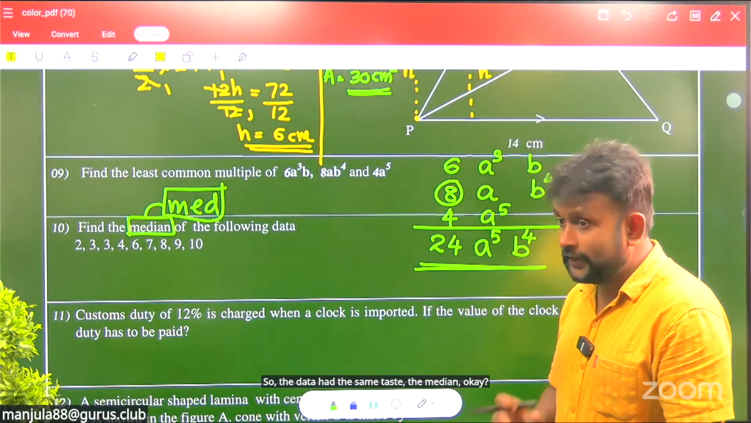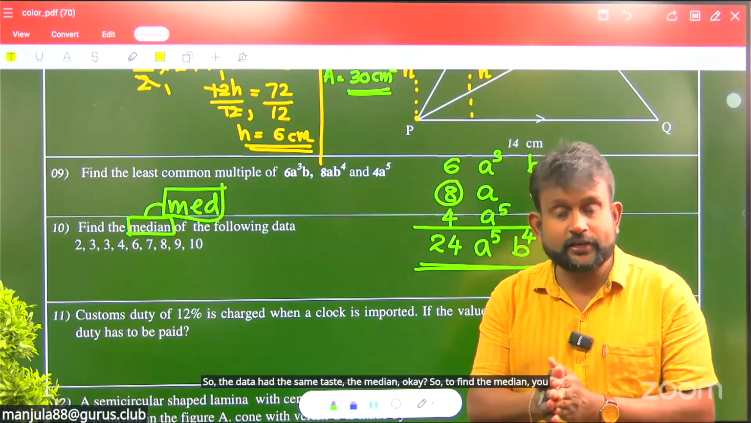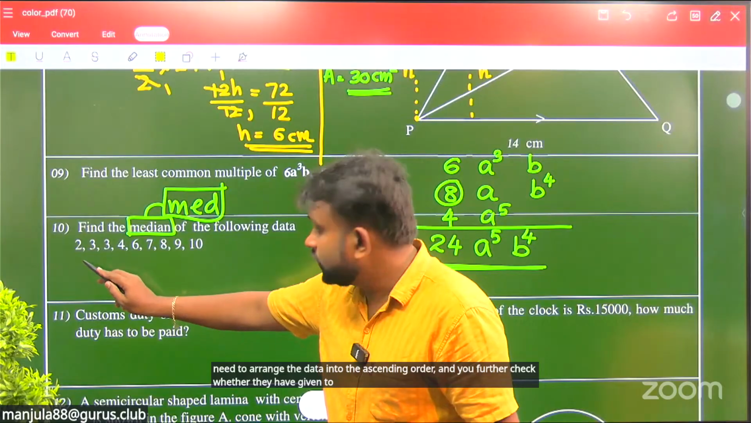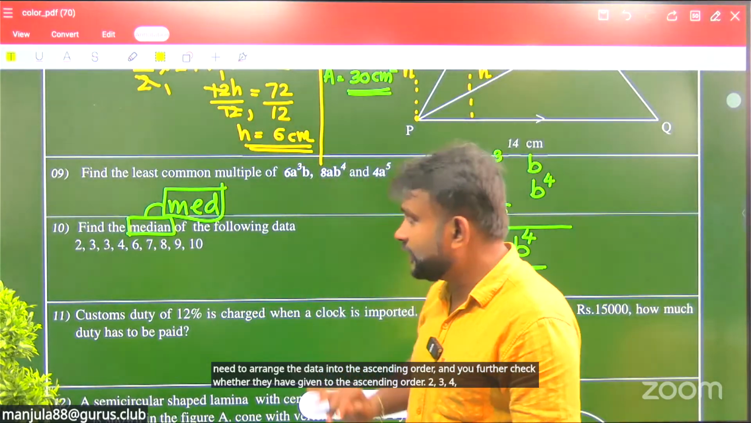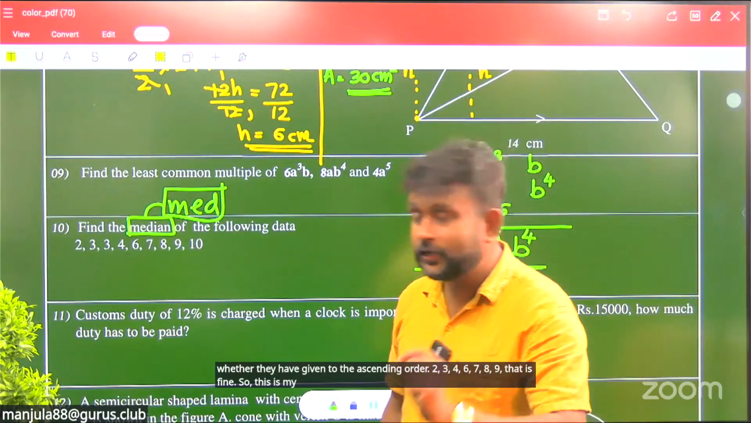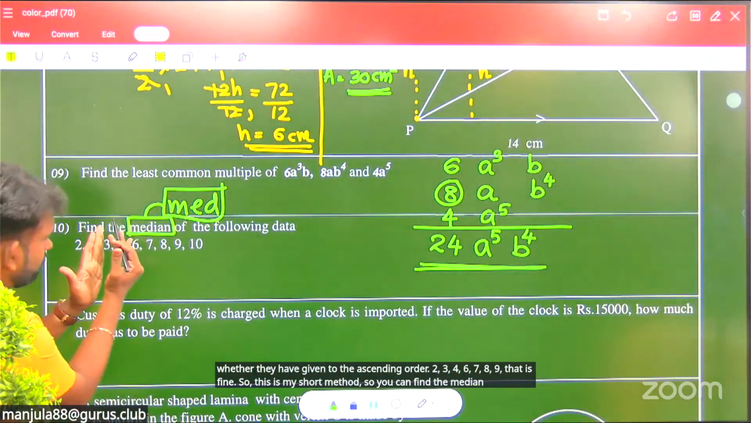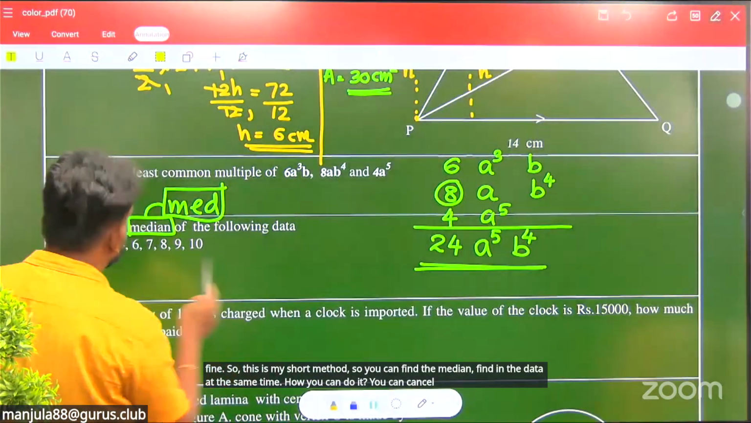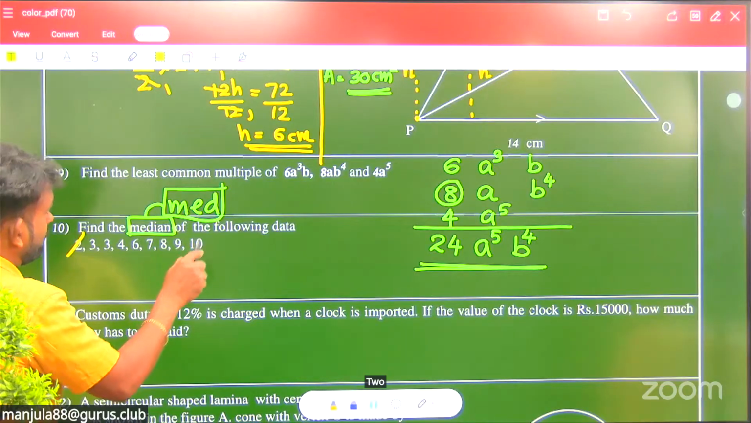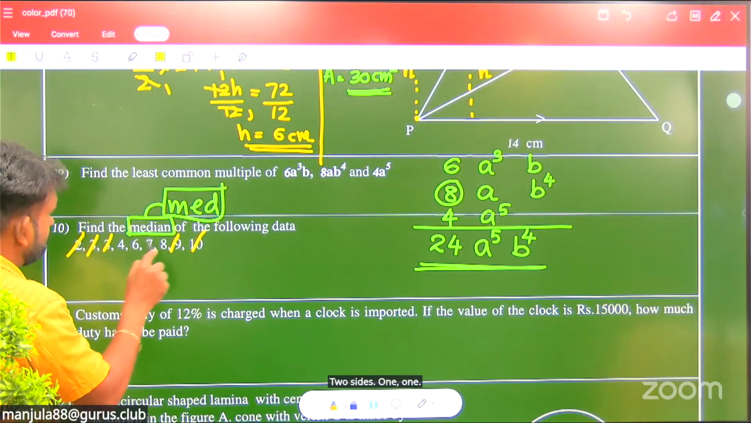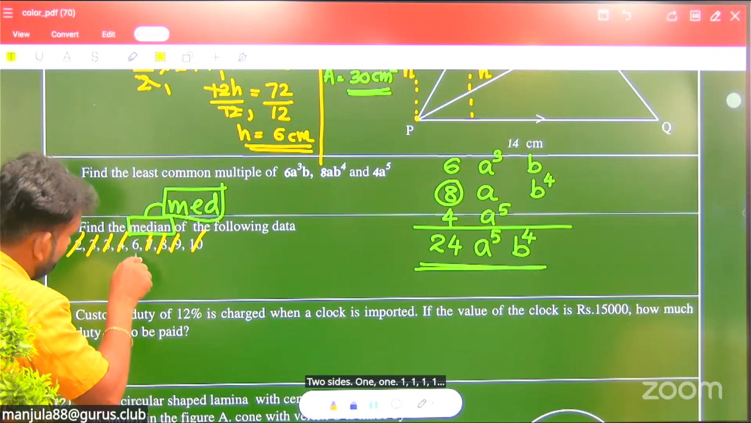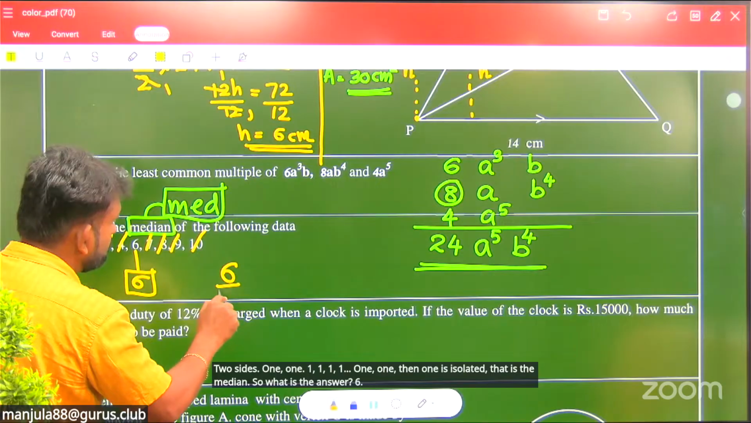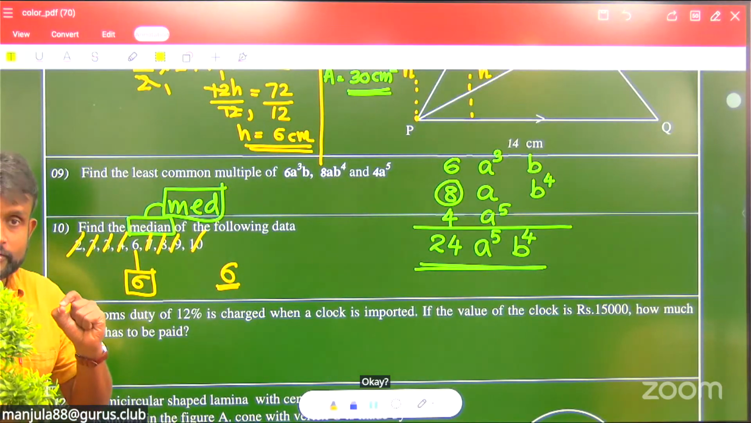To find the median, you need to arrange the data in ascending order, and you check whether they have been given in ascending order: 2, 3, 3, 4, 6, 7, 8, 9. That is fine. So this is my short method to find the median, the data at the center. How can you do it? You can cancel the data from the two sides, 1, 1, 1, 1, 1, 1, 1, 1. Then one is isolated. That is the median. So what is the answer? 6. That is a short trick.